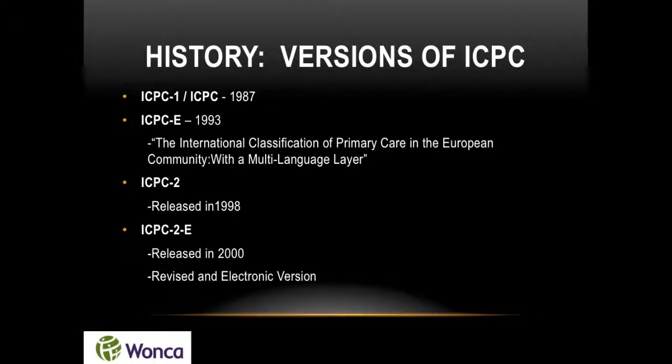Let's talk about the history versions of ICPC. ICPC-1 or ICPC was published in 1987, while ICPCE was published in 1993. This is also called the International Classification of Primary Care in the European Community with a multi-language layer. After 5 years, ICPC-2 was released and published, and in the year 2000, ICPC-2E was published, and it is the revised and electronic version of the classification.